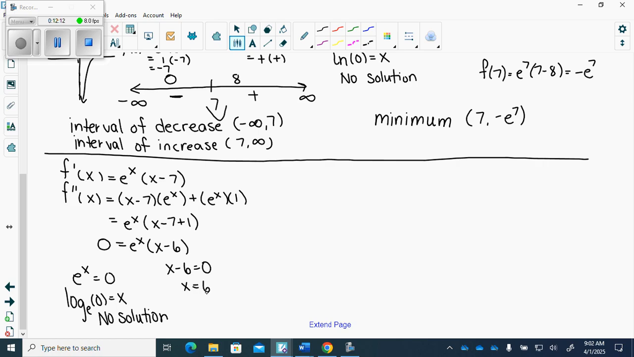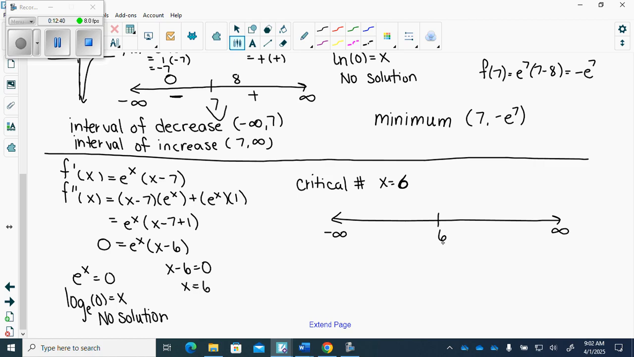So the critical number of the second derivative is x equals 6. And when we go to do our number line, it's still from negative infinity to positive infinity, because that doesn't change. The domain of the original is the domain of everything we're going to do in this question. So now I have to run test points on the second derivative, correct?